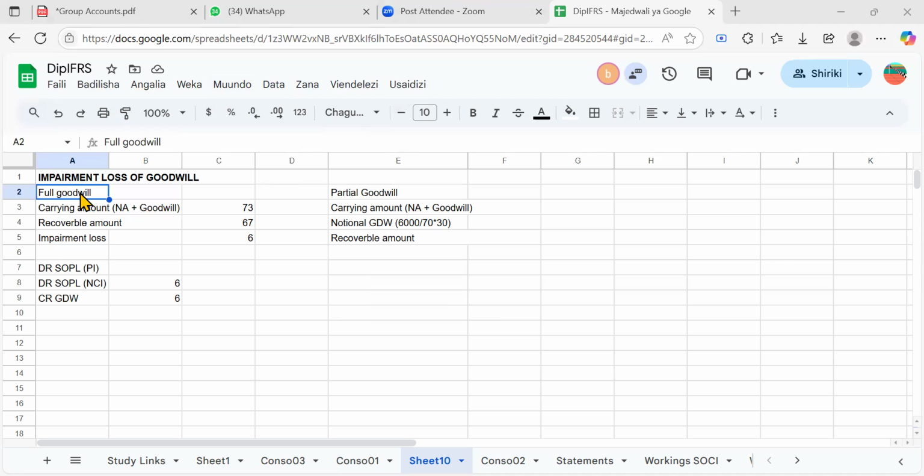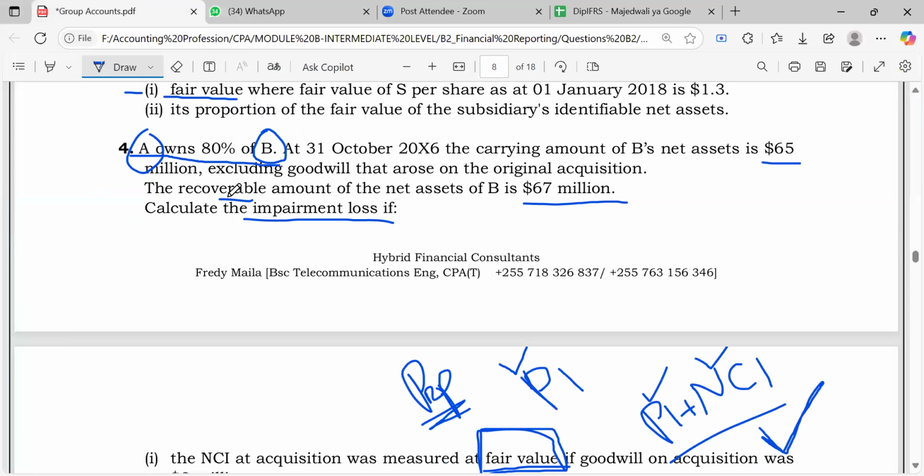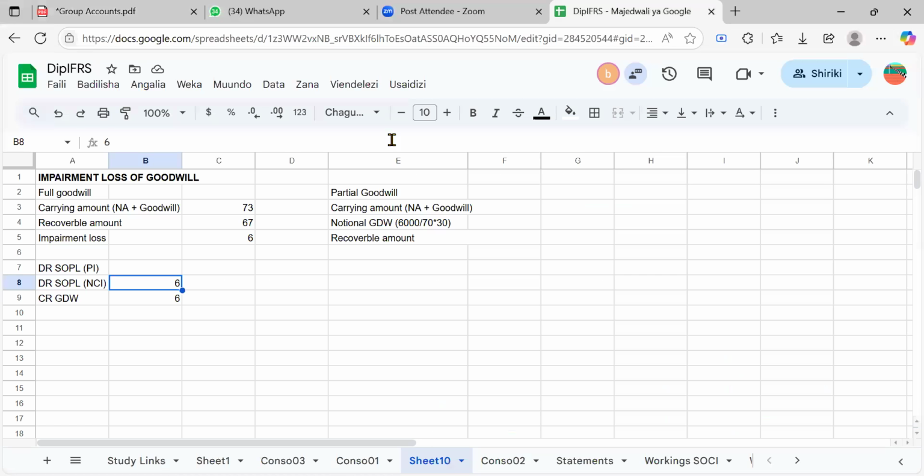So you have to deal with this. When it is full goodwill, you have to break it down into parent interest and non-controlling interest. As for non-controlling interest, we know what percent it was. Let's go to the question. We are told A owns 80% of B. So what is the percent of non-controlling interest? 20%, right?